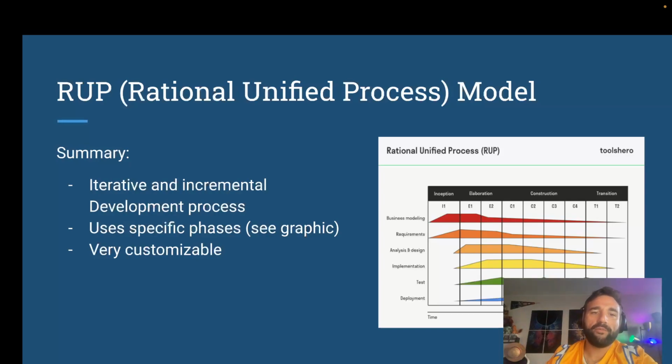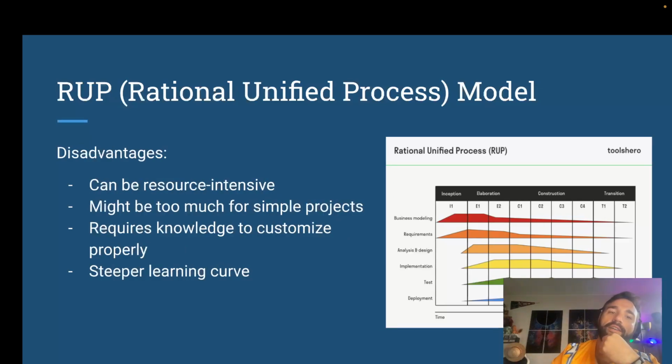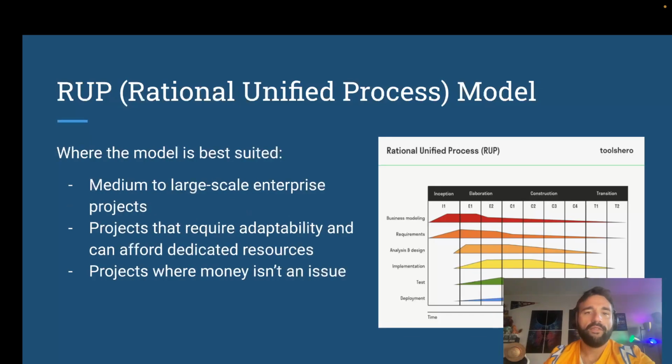Summary is an iterative and incremental development process, uses specific phases, which are inception, elaboration, construction, and transition, and is very customizable. Strengths are a big emphasis on user feedback, very flexible and dynamic, can manage changing requirements as they come, and clear rules for objectives. Disadvantages: can be resource expensive, aka money. Might be too much for simple projects, requires knowledge to customize properly, and a steeper learning curve. Where it might be used is medium to large scale enterprise projects, projects that require adaptability and can afford dedicated resources, projects where money isn't an issue.